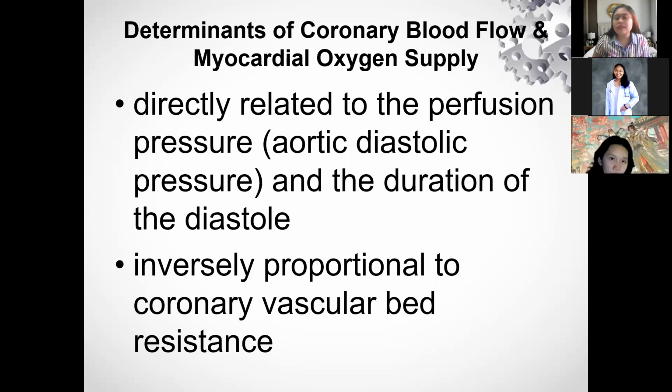Now, how about the determinants of coronary blood flow and myocardial oxygen supply? Paano po nato ma-determine kung unsa kadaghan ang supply sa blood padulong sa heart? Now, we have the first one, this is directly related to the perfusion pressure, or that is what we call the aortic diastolic pressure and the duration of the diastole. So, di ba, the diastole is when the heart relaxes so that it can fill in the blood. I mean, ang blood gas mag-fill in dito sa heart. So, kung unsa ka dugay ang ato ang diastole, mao pud to ang kadaghanon sa blood na makasulod sa heart.